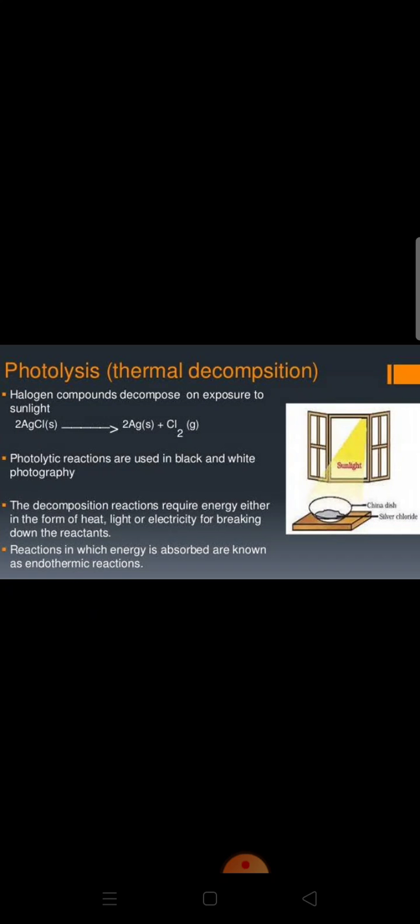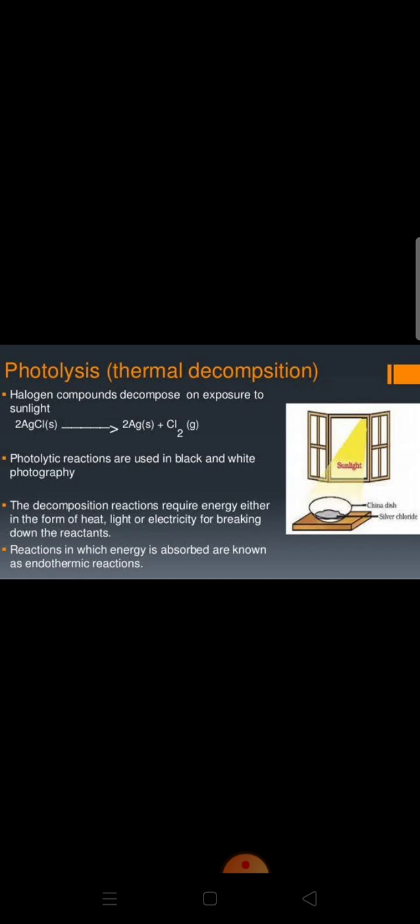Next is photolysis decomposition. In this reaction, sunlight is involved. Students, halogen compounds decompose on exposure to sunlight. For example, if we keep silver chloride in the open in the presence of sunlight, it will decompose and convert into silver and chlorine. These kinds of reactions are called photolytic decomposition reaction.